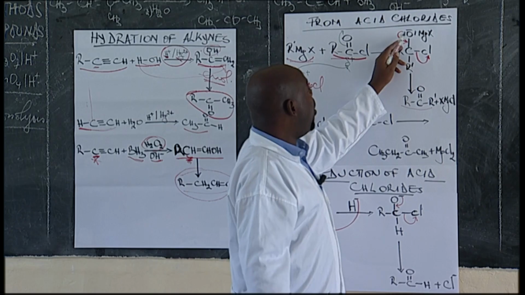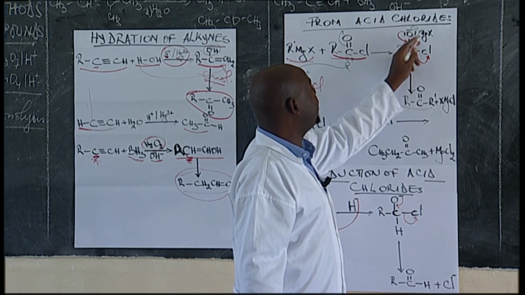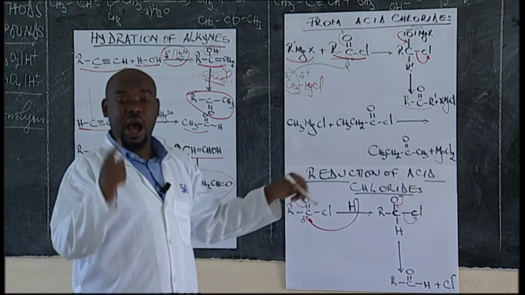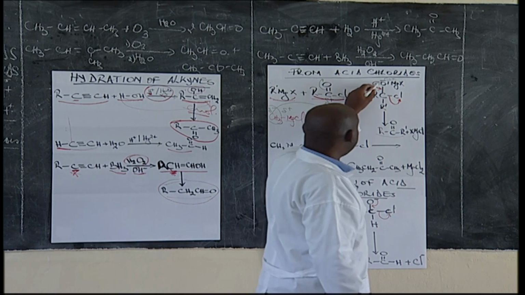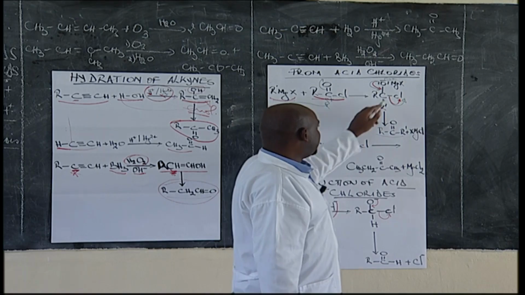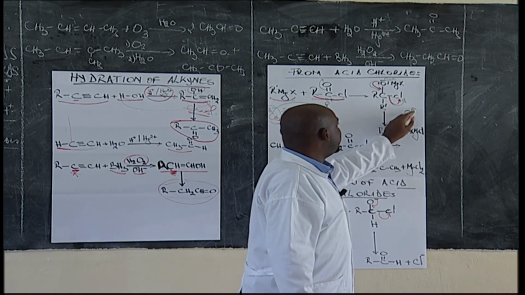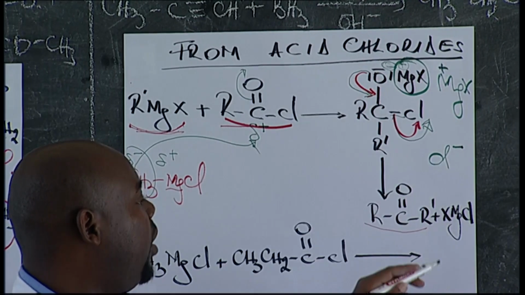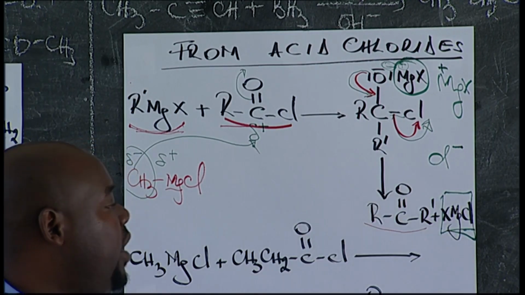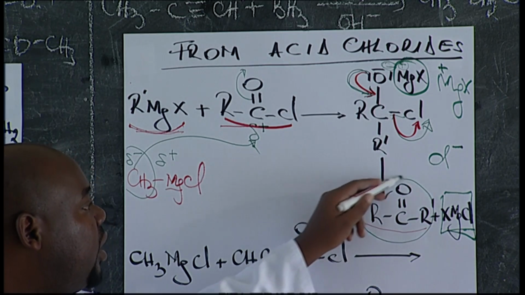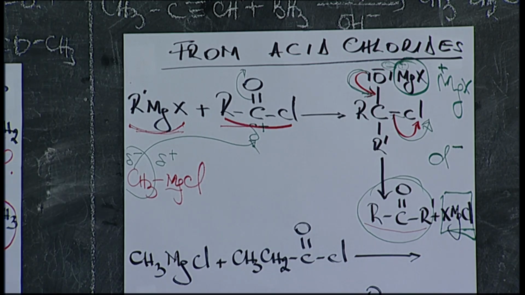And we get oxygen, which has a negative charge, and the magnesium with a positive charge. But this one will immediately undergo a rearrangement to reform the double bond here, and this bond will be broken. And as it breaks, we produce Cl negative, which will go with MgX positive, to combine and give us this ionic compound. And then as the double bond reforms, we will produce the ketone.